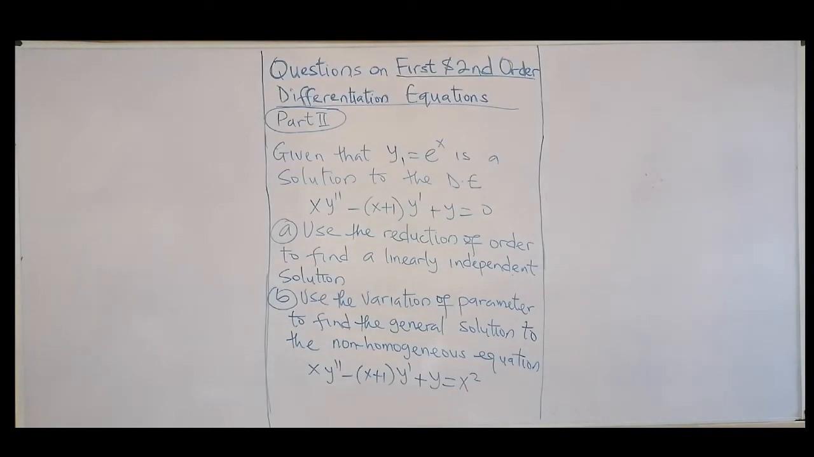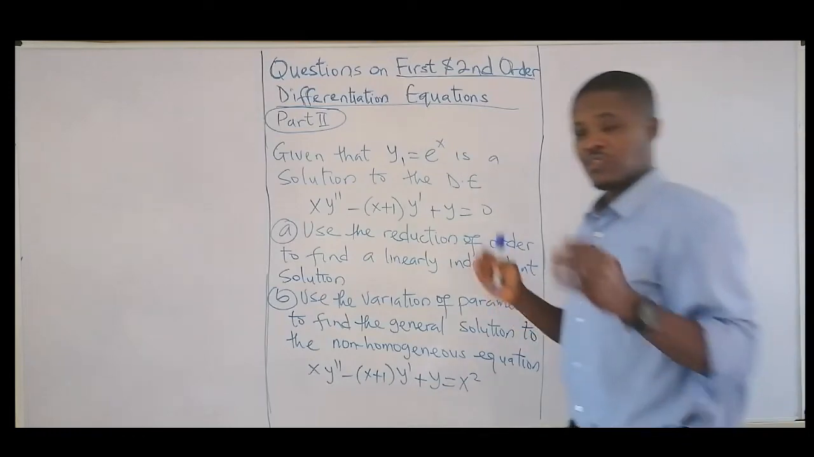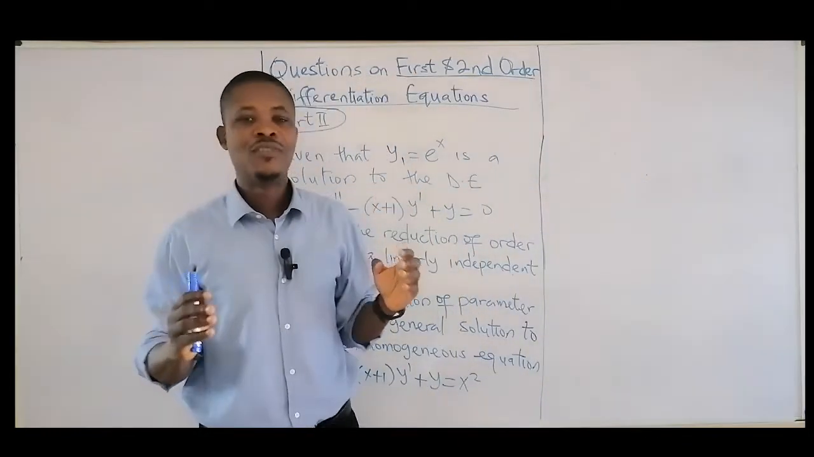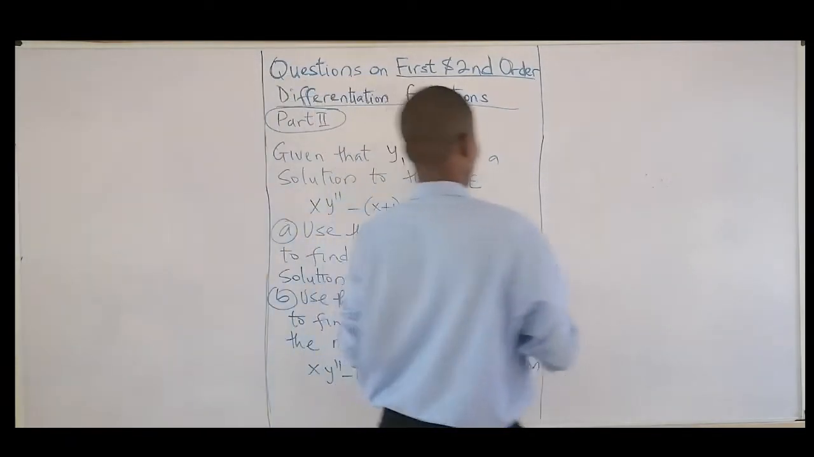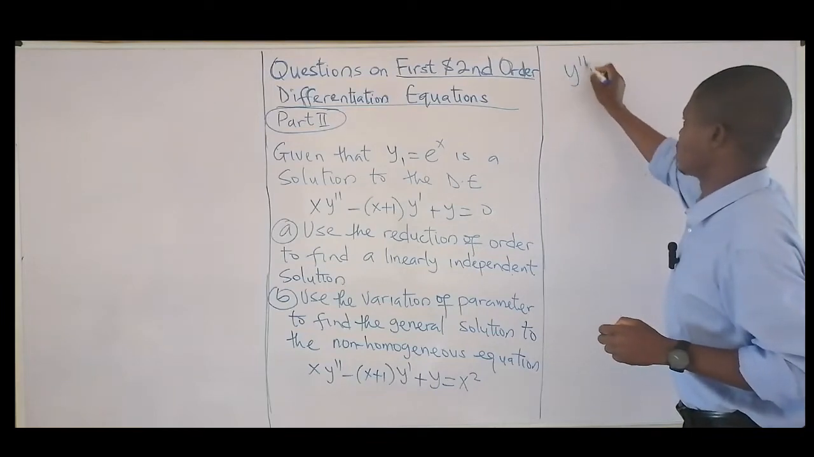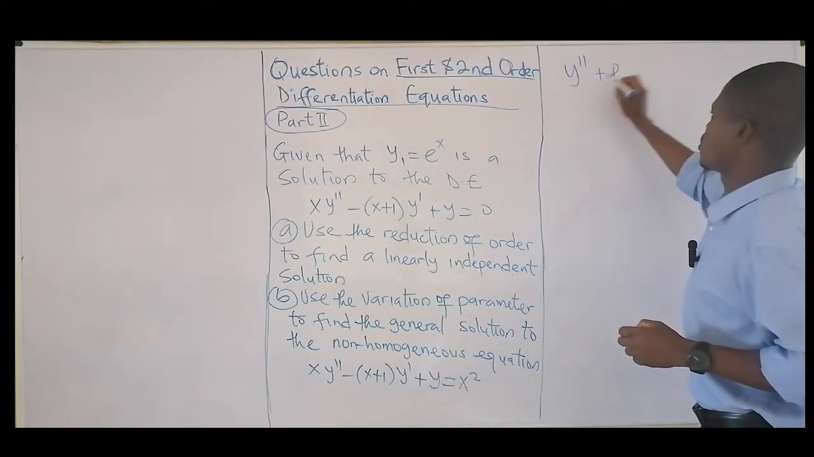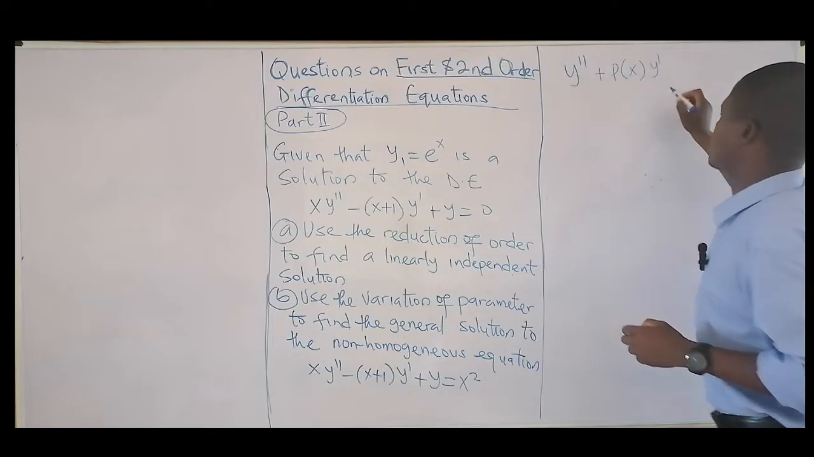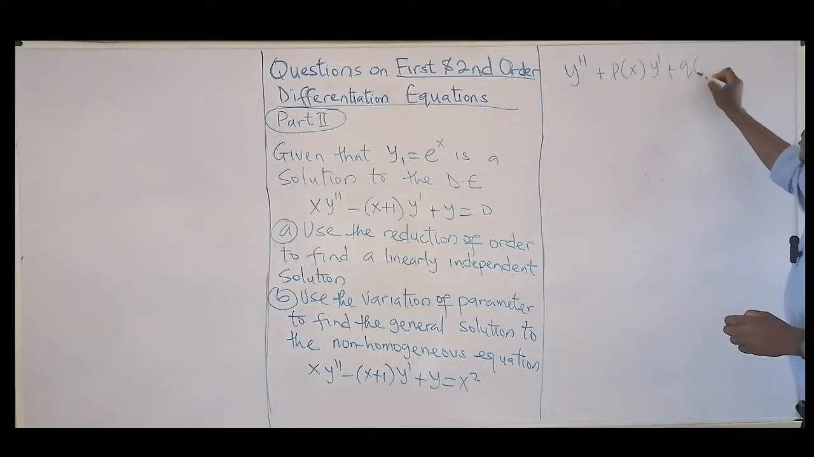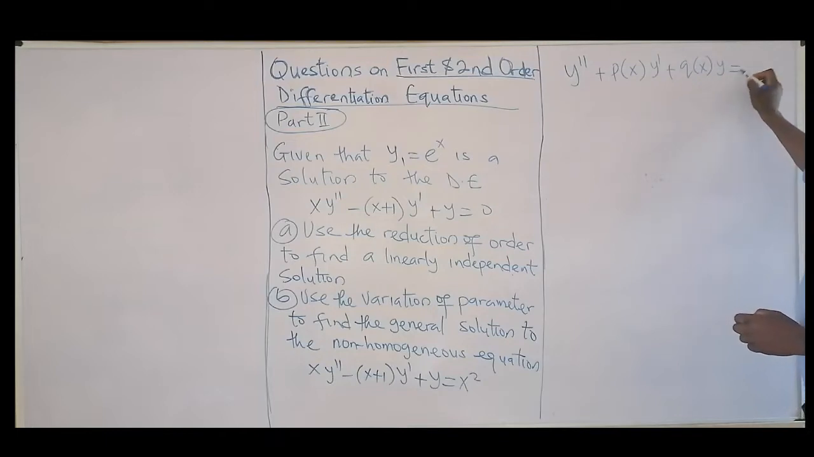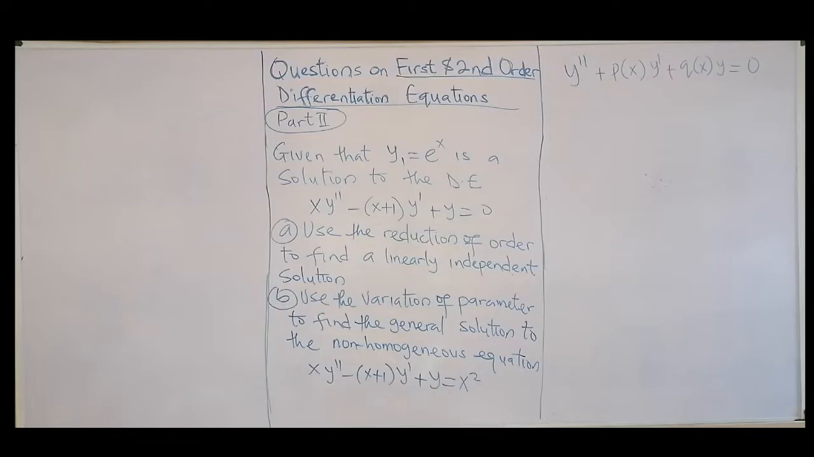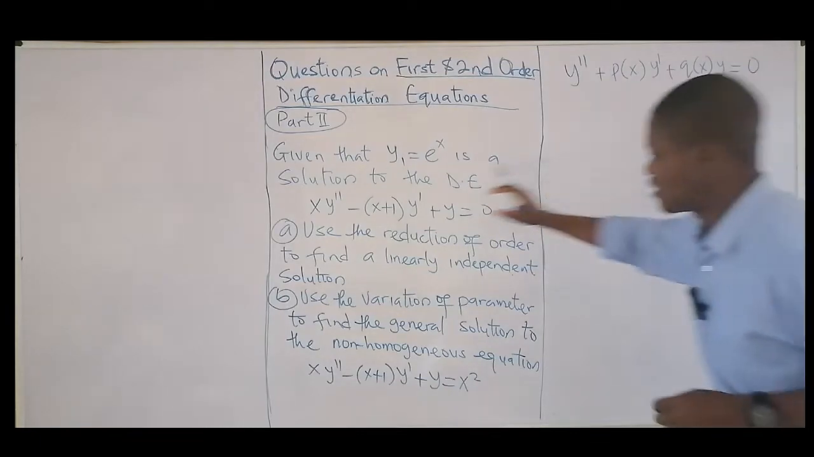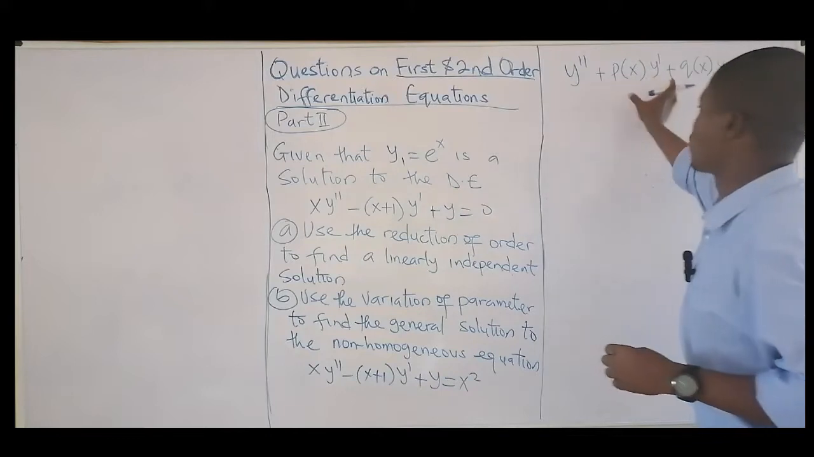If you are using reduction of order, you must know the standard form for reduction of order. The general form is the second derivative plus p of x times the first derivative plus q of x times y equals what? If it's homogeneous, it will be equal to 0. If it's not homogeneous, like this case now, it will be equal to f of x. So we're going to force this given differential equation to be of this form.